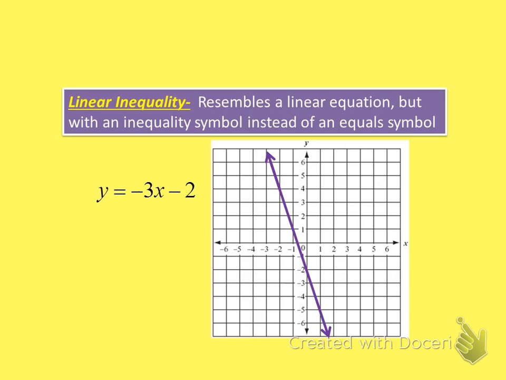Now, that line is what we're going to call our boundary line. With each one of these problems, hopefully we've all done this before also, you're going to have what's called the boundary line. It's going to split your graph into 2.